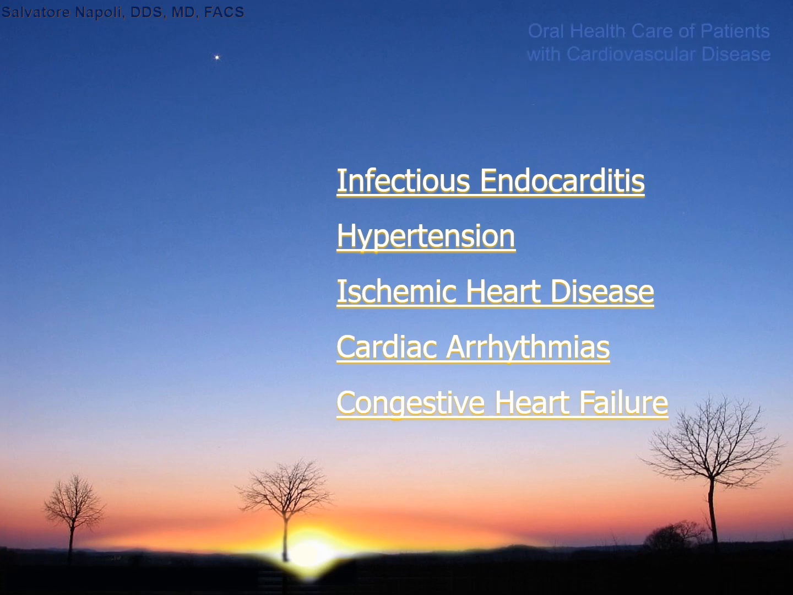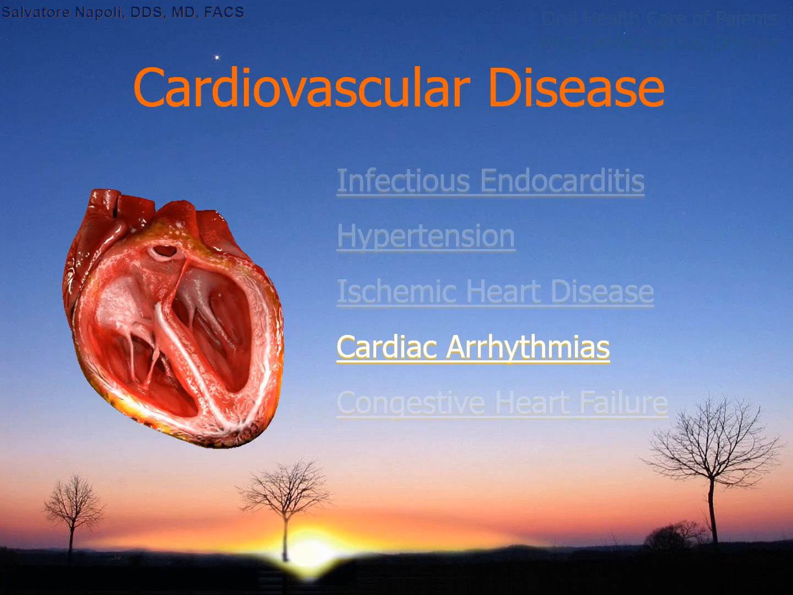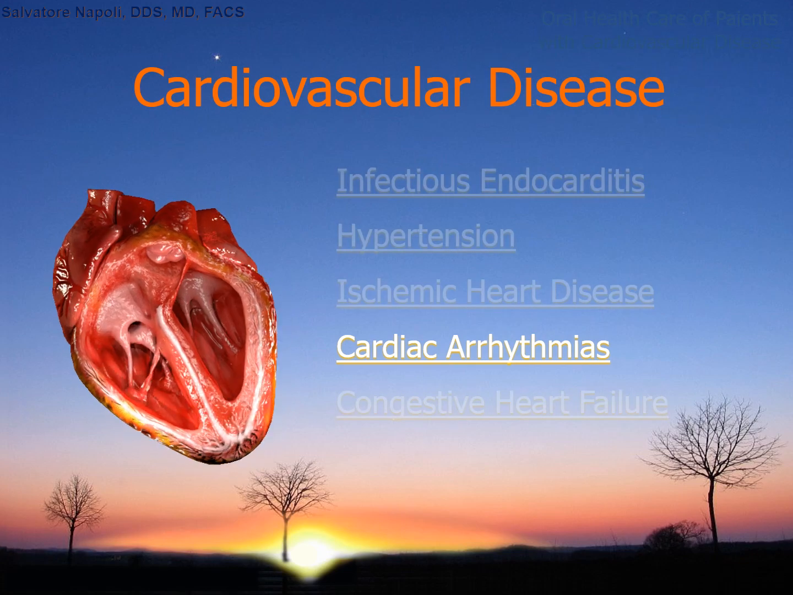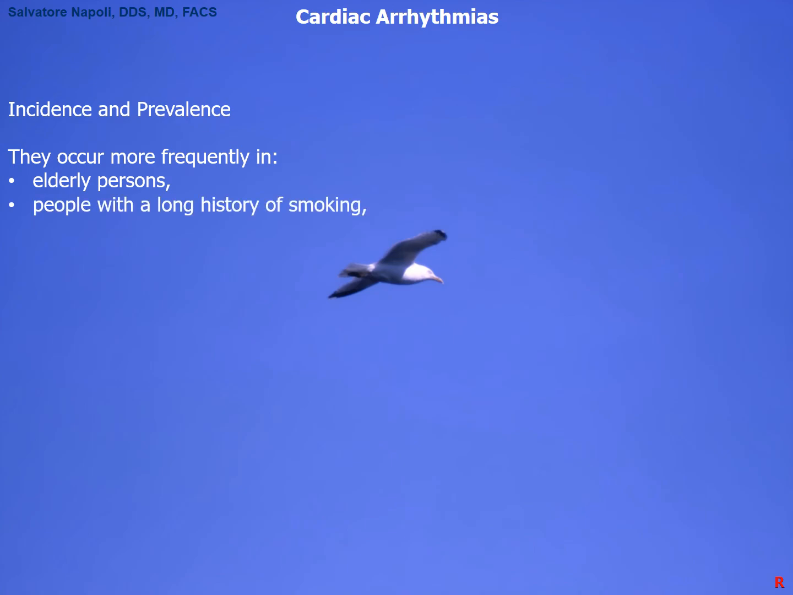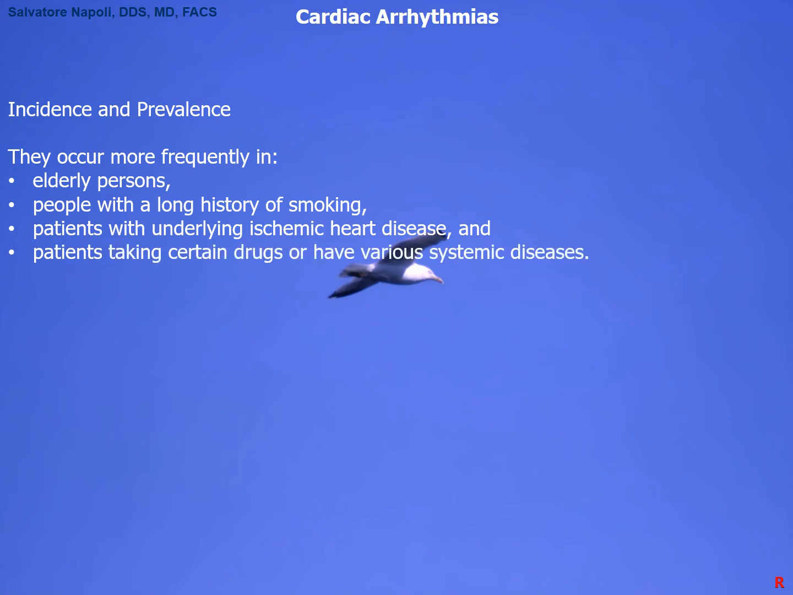Okay, let's get started. This topic will be cardiac arrhythmias. First, let's look a little bit at epidemiology. Cardiac arrhythmias occur more frequently in the elderly, people with a long history of smoking, patients with underlying ischemic heart disease, and patients taking certain drugs or who have a variety of systemic diseases. The most common type of persistent arrhythmia is atrial fibrillation.